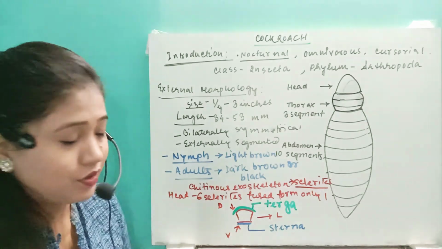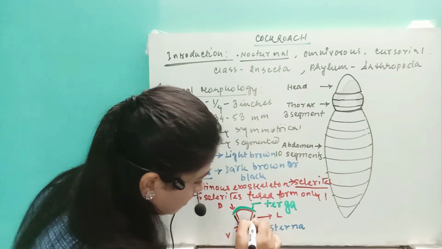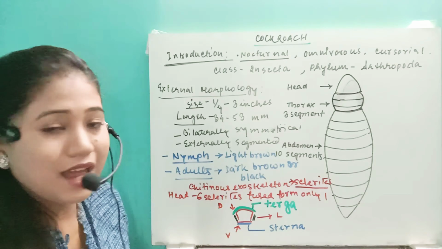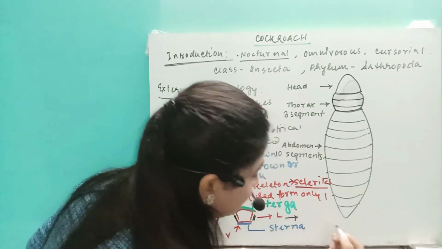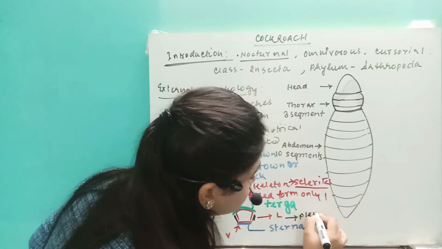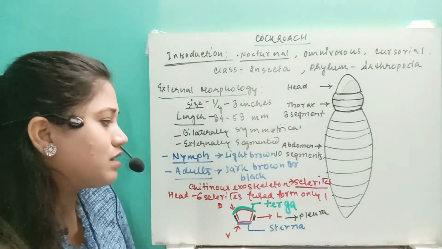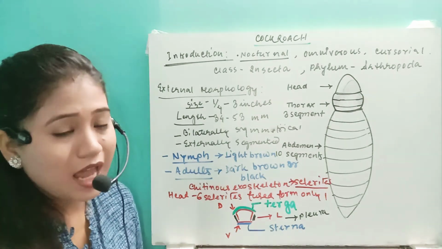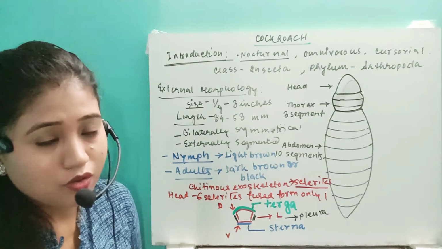Now, on the lateral sides, we have two lateral sides here. These lateral sides have sclerites, and that sclerite is known as pleura, right? So this is about the chitinous structure, the exoskeleton, which helps the organism to protect itself and prevent water loss.